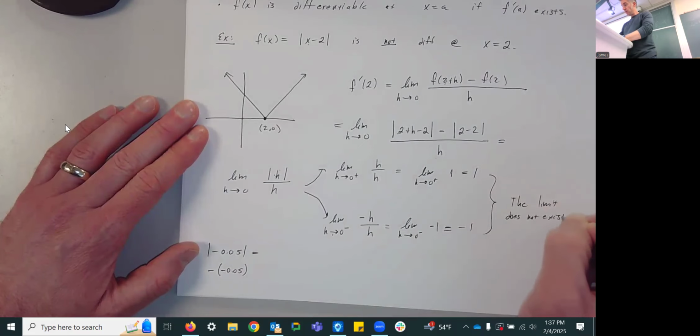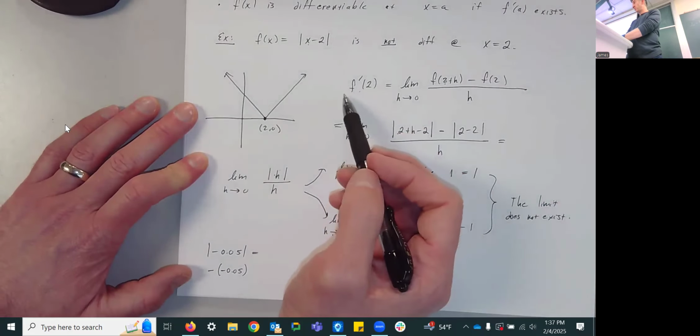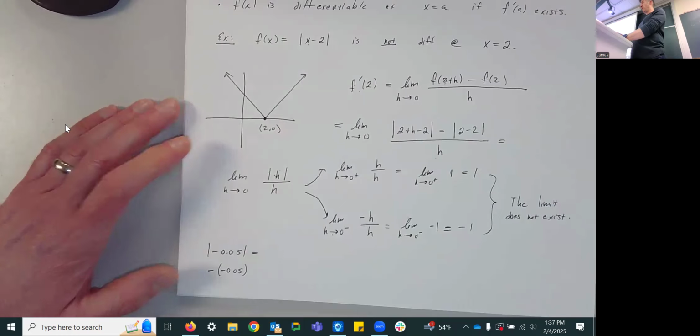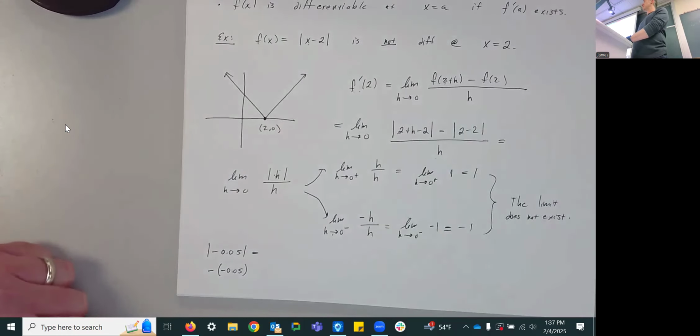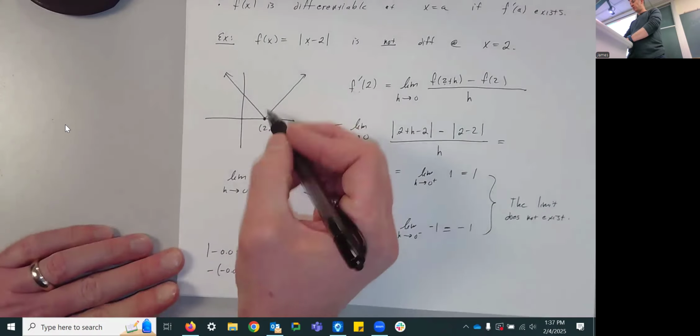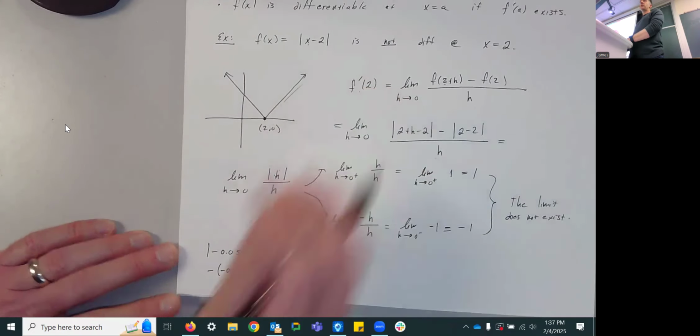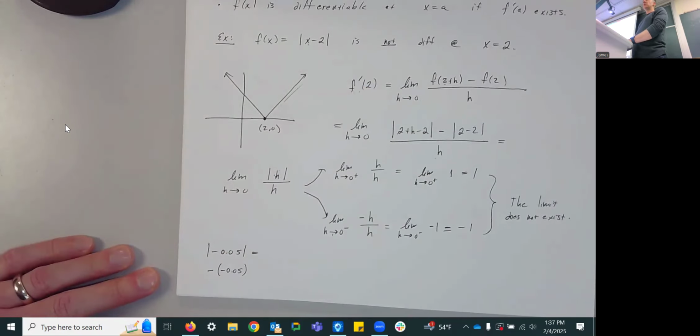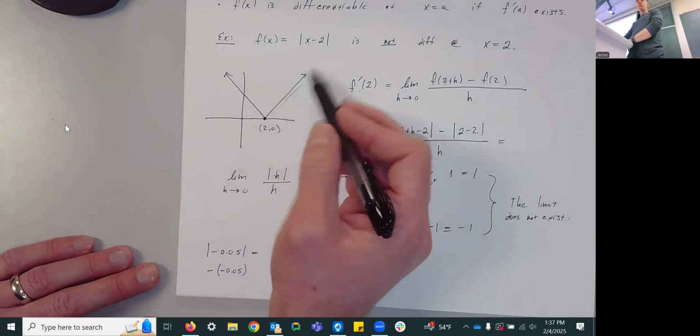But the limit was what the derivative at 2 was defined to be, meaning the derivative at 2 does not exist, or the function is not differentiable at x equal to 2. Which we could all see if we look at the graph. Let me ask you all, on the right-hand side, what's the slope of that line? Show me on your fingers. Yeah, the slope of this line is positive 1.